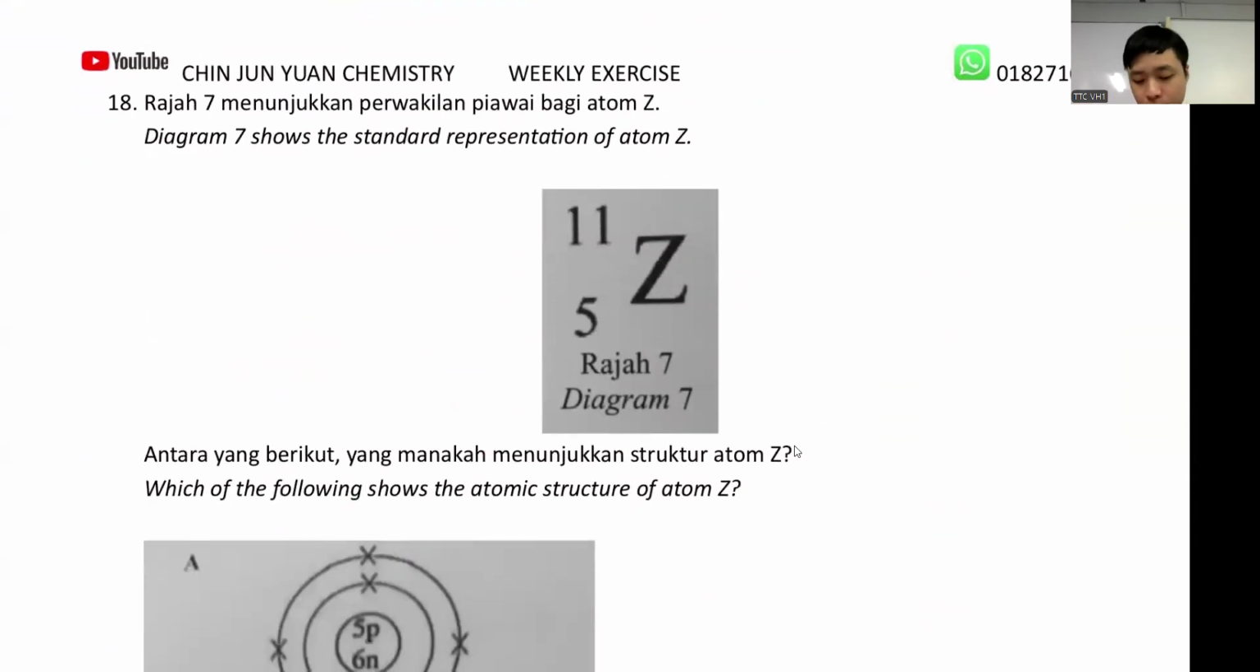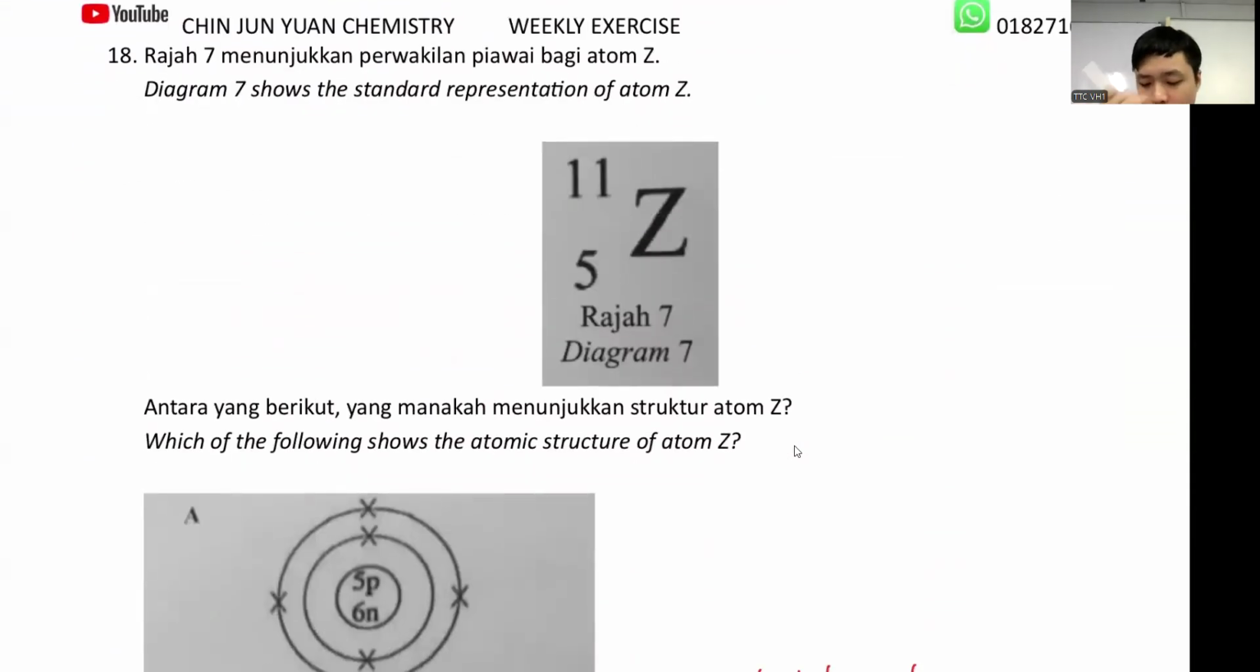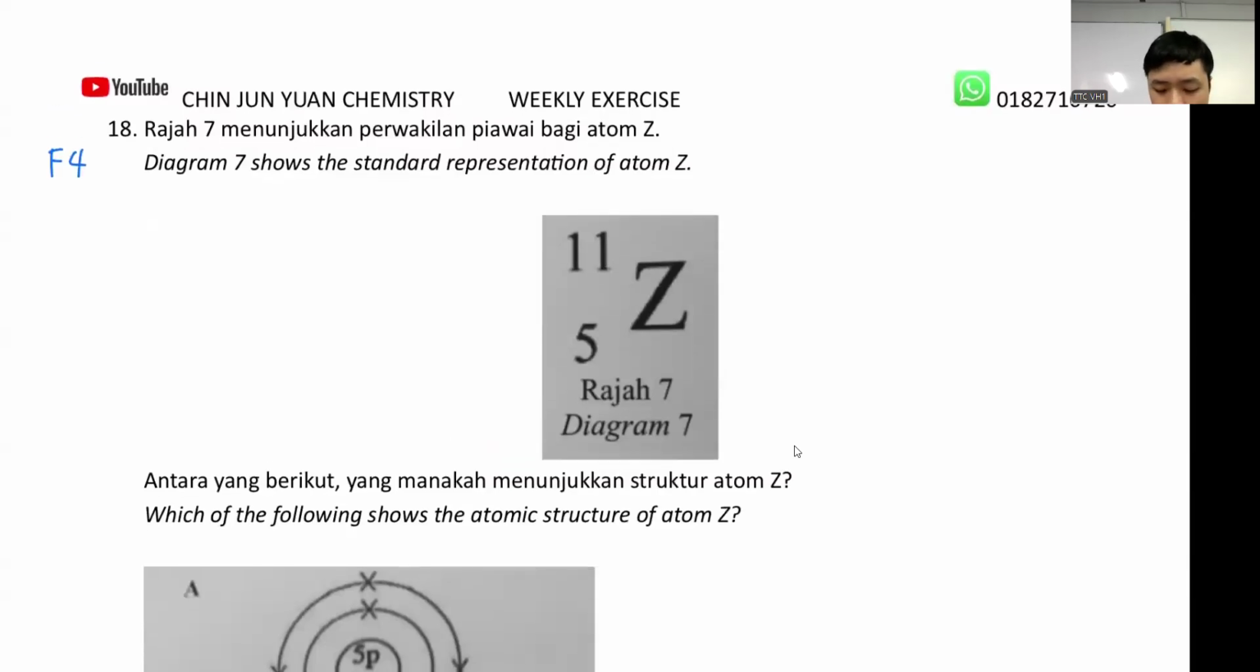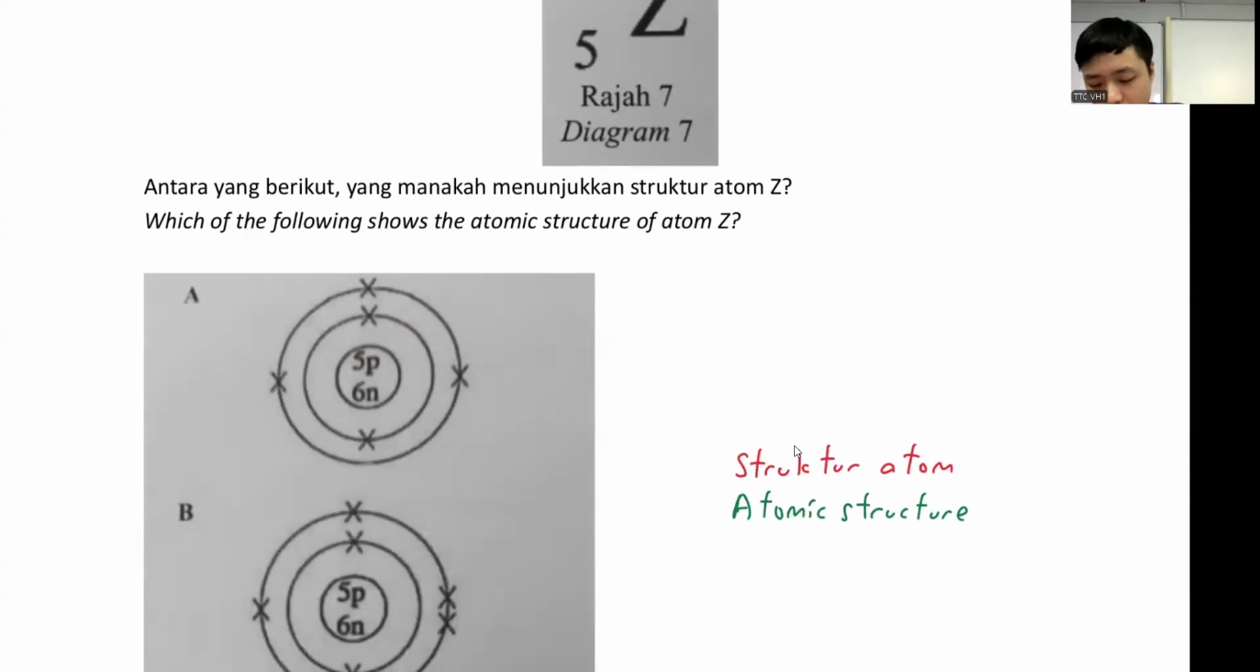Okay, 18. Diagram 7 shows the standard representation of atom Z. This is Form 4 Chapter 2. Which of the following shows the atomic structure of atom Z? Now, the keyword here is atomic structure.